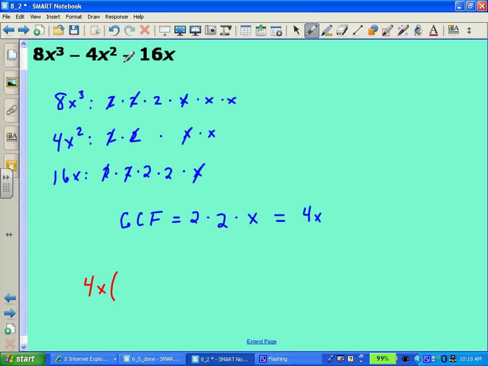Then if I take out a 4x from 8x to the third, you can see here I have 2x squared left over. If I take a 4x out of 4x squared, all I have is x. And if I take a 4x out of 16x, I just have 4. So that would be that polynomial in factored form.